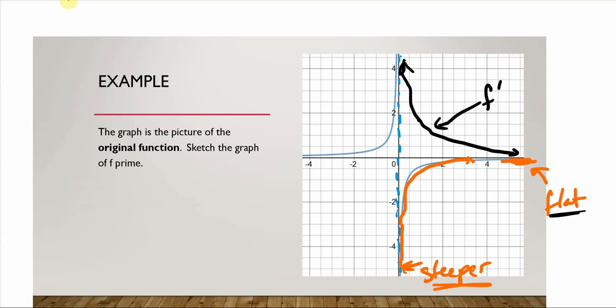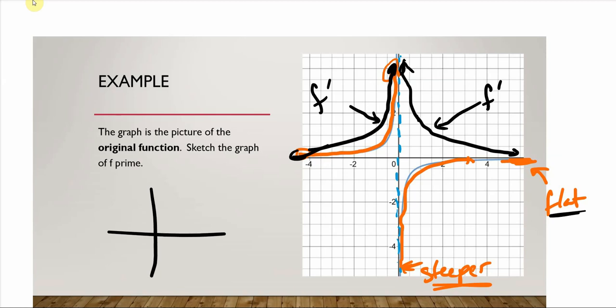But I still have another piece. I have this piece over here. Now what can you tell me as I read this graph from left to right? As I read it from left to right, my function is increasing. That means that f prime is going to be above. Now in this end behavior here, it's getting steeper, and over here it's getting flatter. So that means that f prime is going to go like this. And this is the other part of f prime. So that means that my f prime picture is going to look like this.